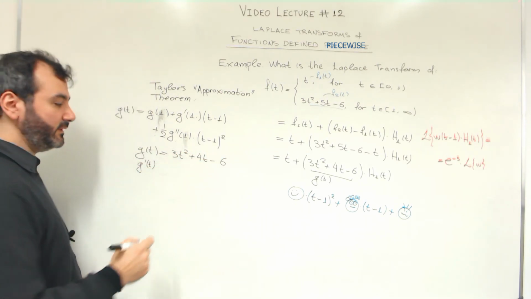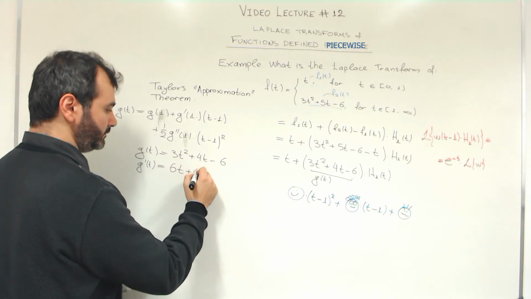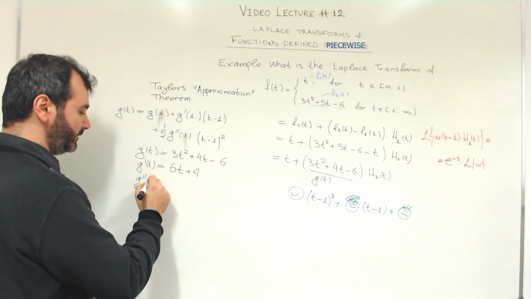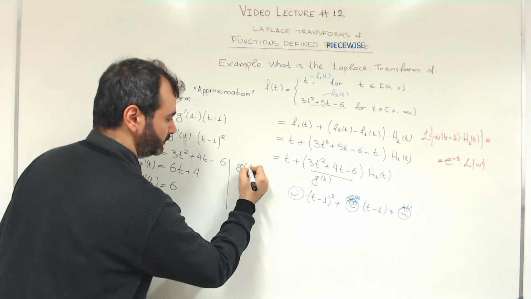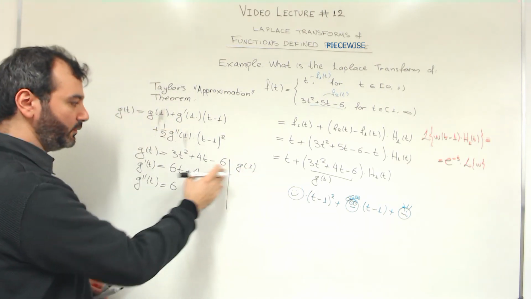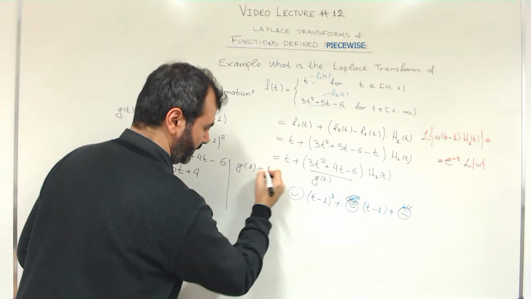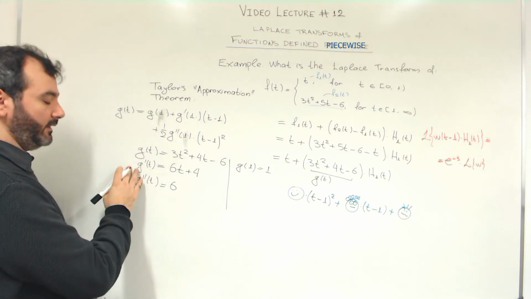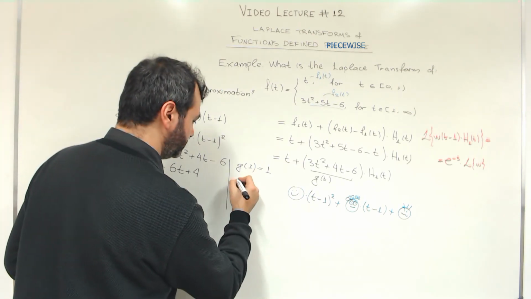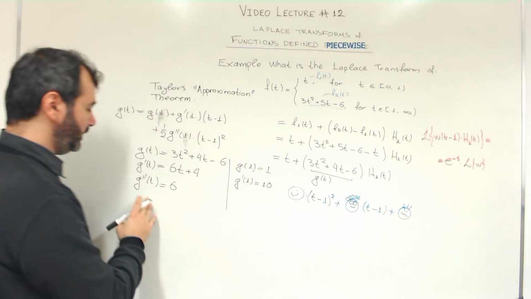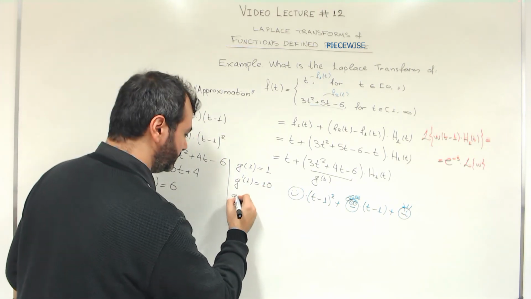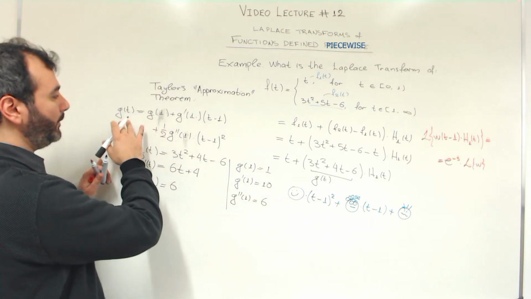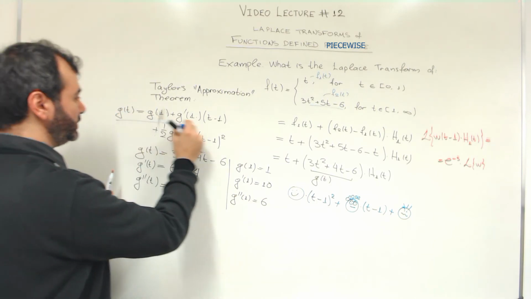Let's find the derivative of this function and the second derivative. And let's find the value of g at 1. So it is 1. The derivative at 1 and the second derivative at 1. And let us now apply Taylor's approximation.